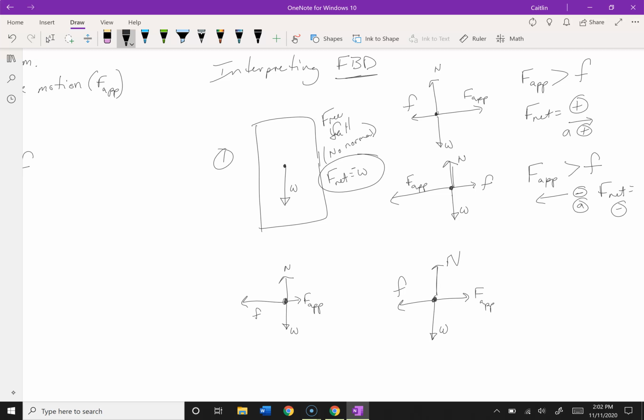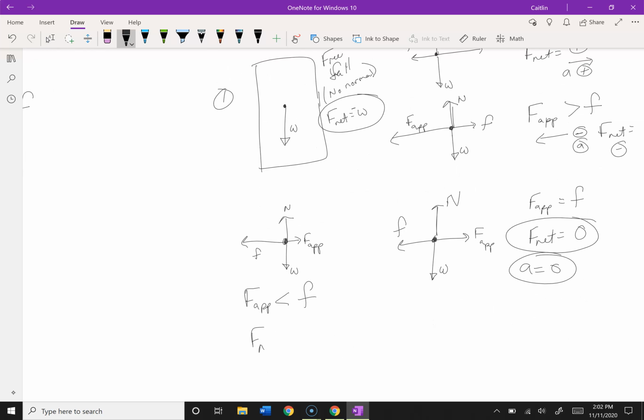Okay, down here we have F applied equal to friction, which means that the net force is going to be 0. You take F applied and subtract the friction force, and you get an F net of 0. What that means also is that A will be 0. Okay, over here we have F applied smaller than friction. When that happens, then F net is a negative number and A is likely also a negative number.